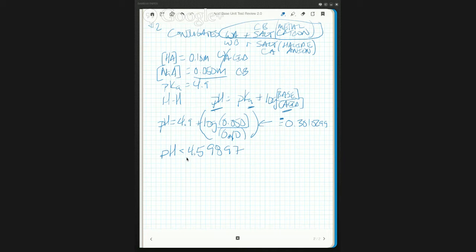Now, sig figs with logs: however many decimal places there are after the decimal point, that's how many significant numbers are in your log, or in your pH. So there were 2 numbers here, there were 3 numbers here, I think you have to go 2. So the pH, when we round that, is equal to 4.6. So I believe that's the answer. Let's see what it says.